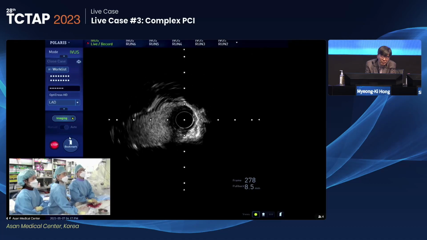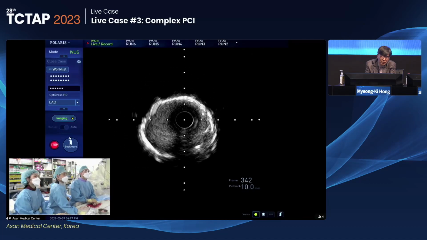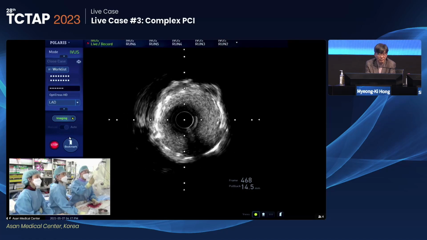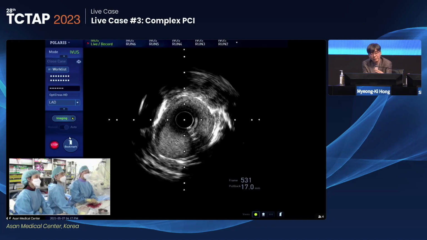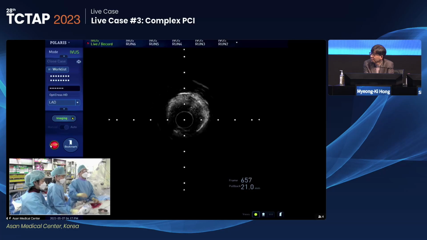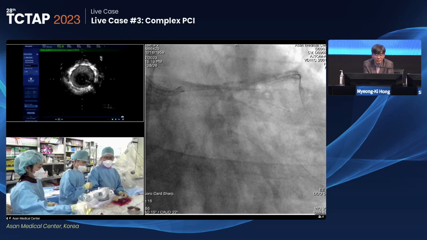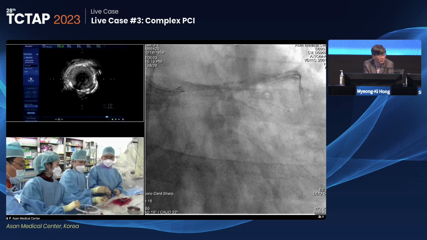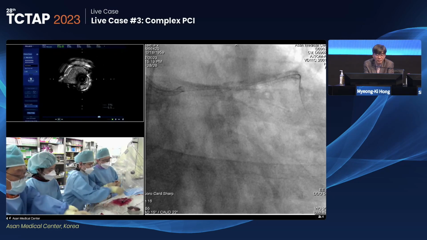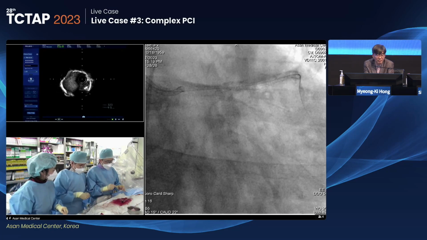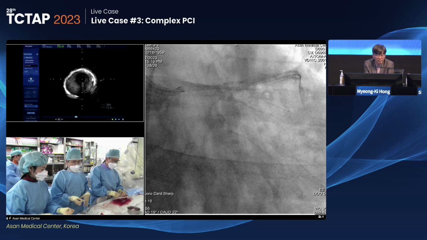And here is the opening of the circumflex. You can see a stroke from the circumflex at the 5 o'clock, but it looks like the opening is good. So please give me another wire. I will rewire the circumflex, and we will evaluate the circumflex and consider the final kissing.